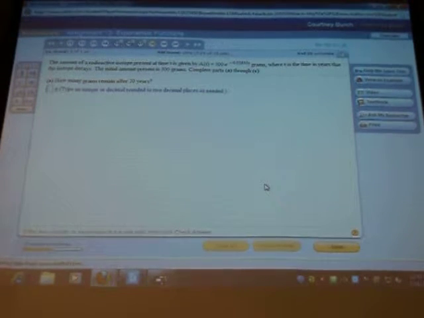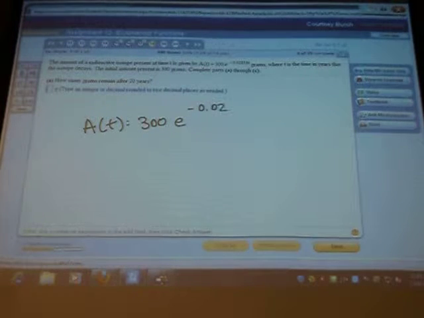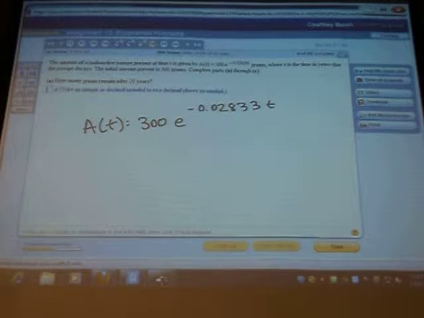Usually since radioactive decay happens very, very slowly, the powers just include very, very small decimals. So here my function is A of t. A of t just means the amount remaining. 300 e to the negative 0.028333t. So how many grams remain after 20 years?